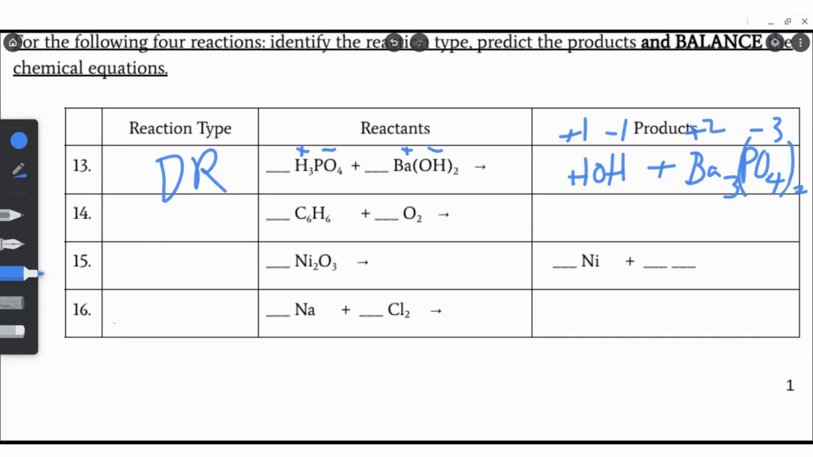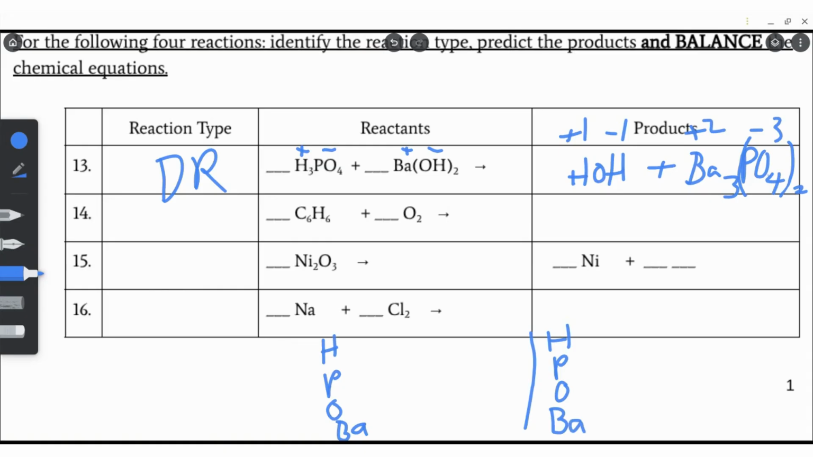Okay, so now we have the reaction type and we've predicted our products. Both of our products are balanced in their charges, but our equation itself is not balanced, and so we need to do that. I can do it right here, lined up with what we have up here. We are dealing with hydrogen, phosphorus, oxygen, and barium on each side of our equation.